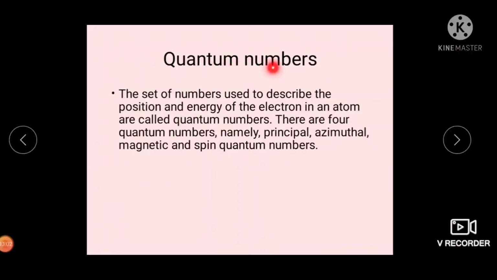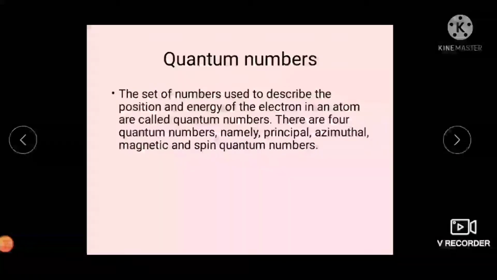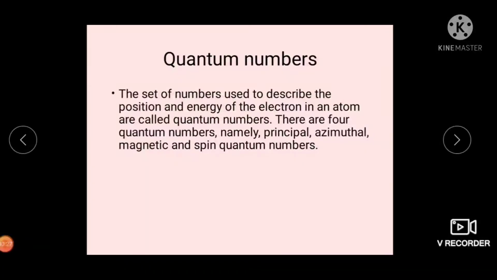Next topic is quantum numbers. The set of numbers used to describe the position and energy of the electron in an atom are called quantum numbers. There are 4 sets of quantum numbers. The 4 types of quantum numbers are principal quantum number, azimuthal quantum number, magnetic quantum number and spin quantum number. Let us study one by one in detail.